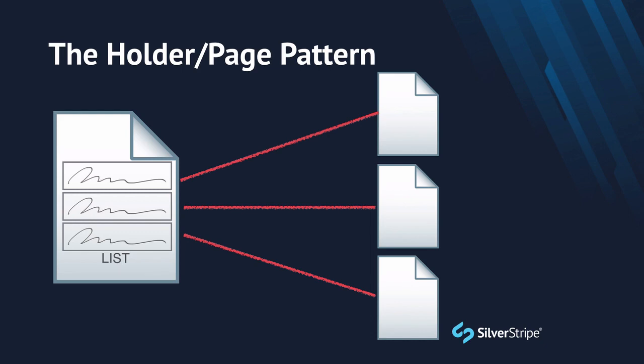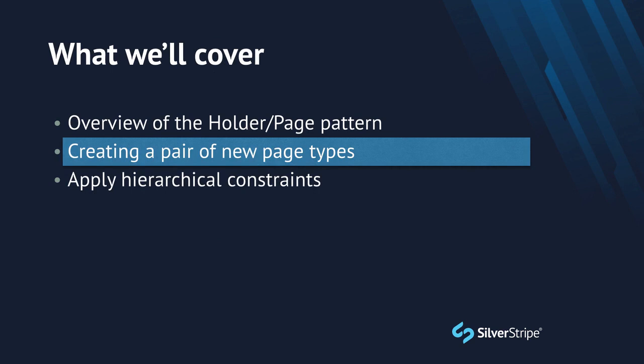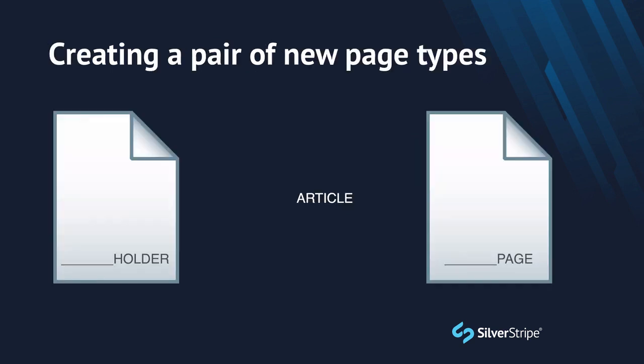By convention, the list view and the detail view have certain suffixes that we're going to use for the class name. We'll use holder and page, respectively. Now for our content, we're going to be dealing with articles. So for us, this means that we're going to be using ArticleHolder to represent the holder page and ArticlePage for the detail page. This convention is not enforced by any means, it's just very common in Silverstripe development.